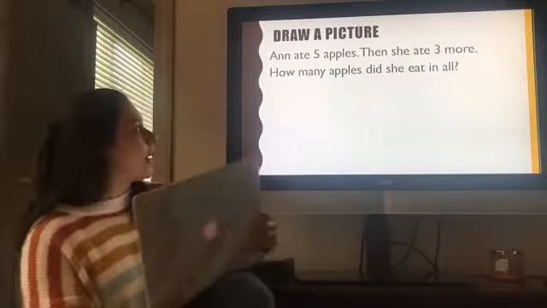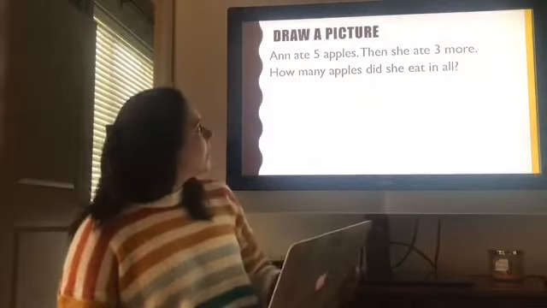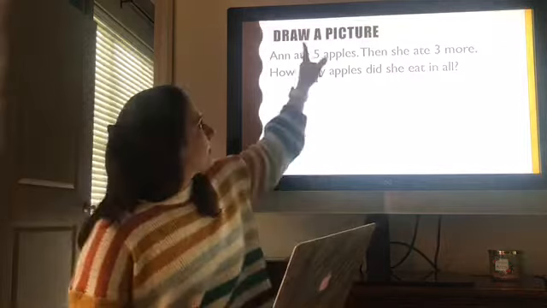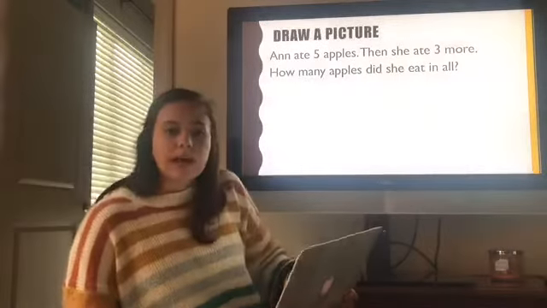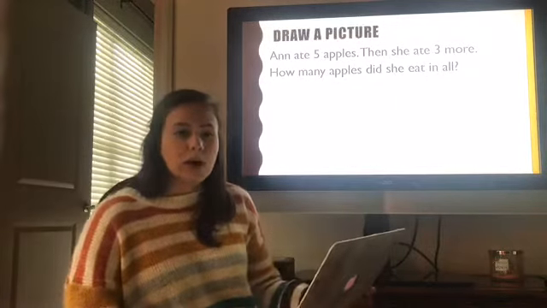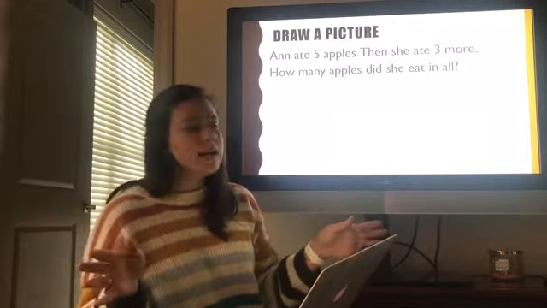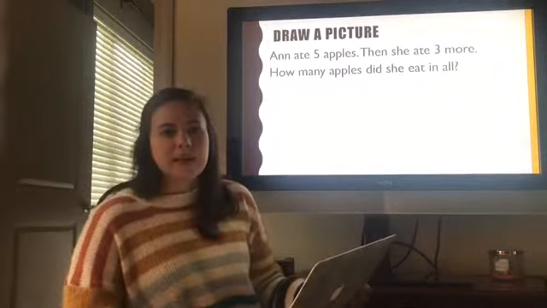All right, so I'm going to be drawing up here, and the first strategy that we're going to talk about is drawing a picture. That's a great strategy that we can use to solve problems, and it really can help us visualize what's going on so we can make sure that our answer makes sense.